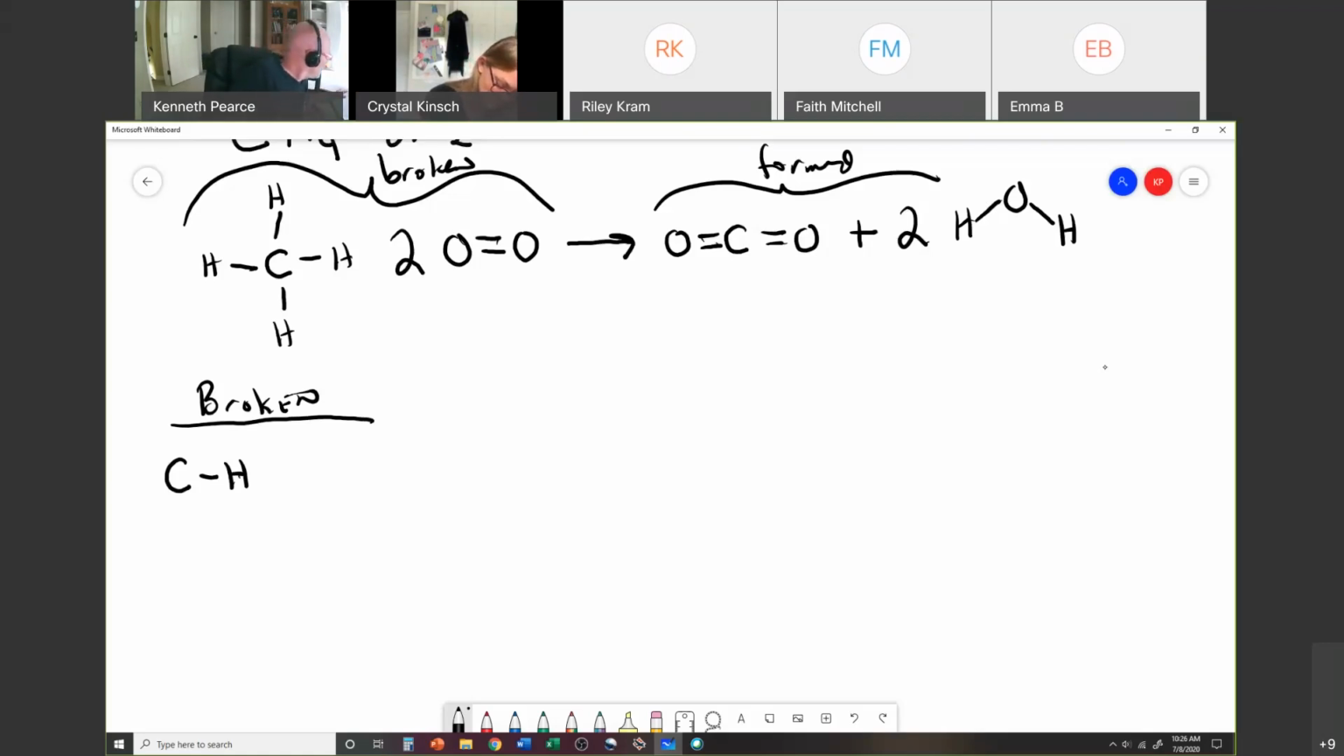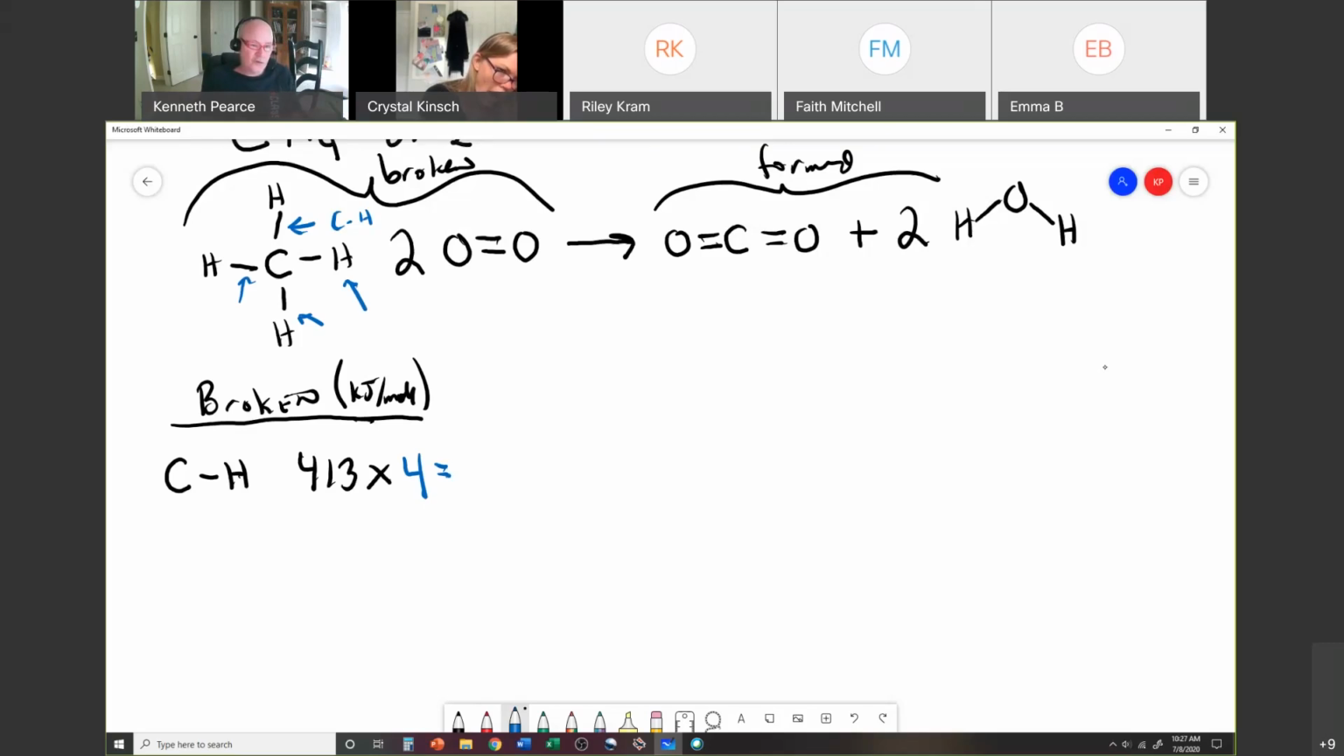I look on my table on page 326, and I see carbon-hydrogen is 413. These are all in kilojoules per mole; I'm not going to put any units down because it's understood. Now, how many carbon-hydrogen bonds do we have? There are 4, arrow, arrow, 4 carbon-hydrogen bonds. So let me grab my calculator: 4 times 413 is 1652.